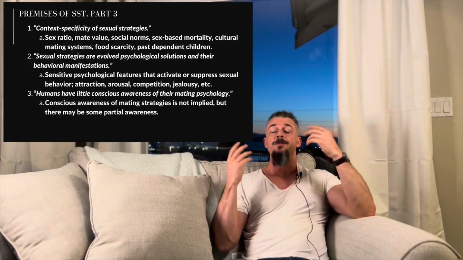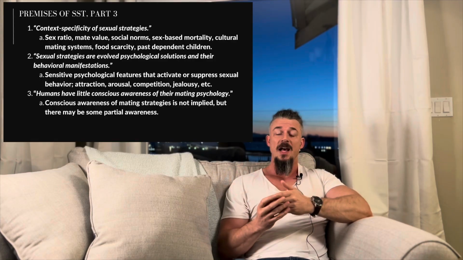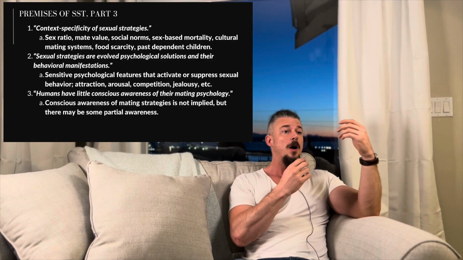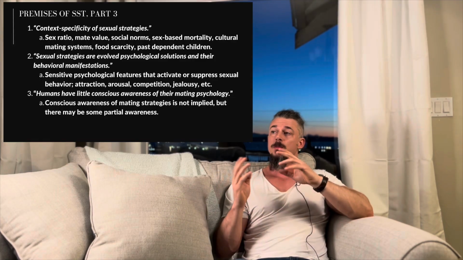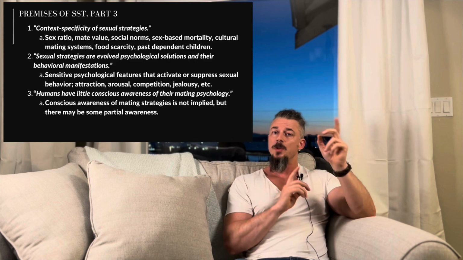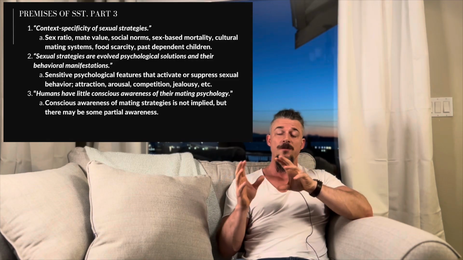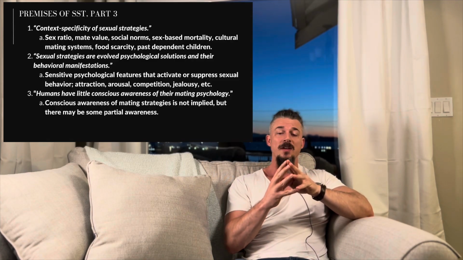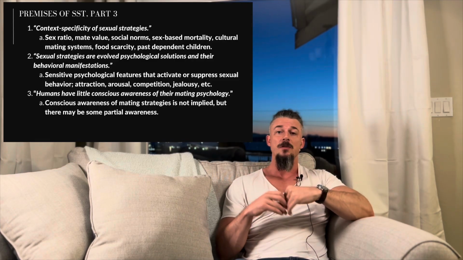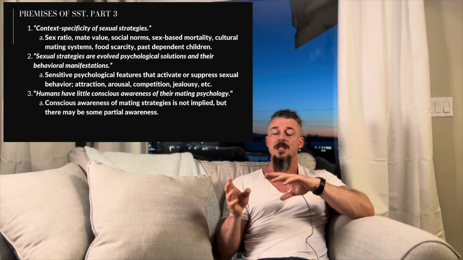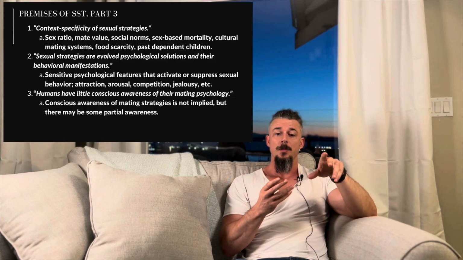Social norms, right? The society around us dictates how these strategies are going to be expressed. Sex-based mortality, related to sex ratio: are people more likely to die earlier or do they live long lives? Cultural mating systems, related to social norms. Food scarcity as well. We see this in women. If you look at the past video on women's estrus, we know that there's some regulation. When food is scarce, people might be less willing to invest in having offspring in that moment. Past children as well, right? People might be less willing to invest if a mate currently has past children. I think we see that in men and women now: individuals who have past children struggle to date a little bit, okay?